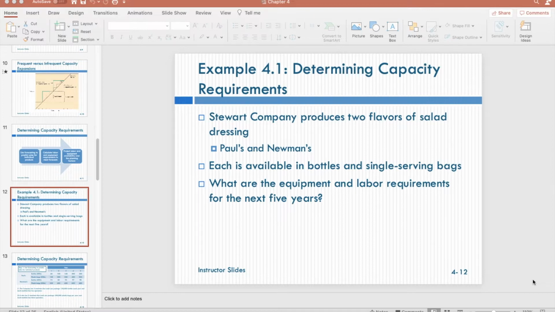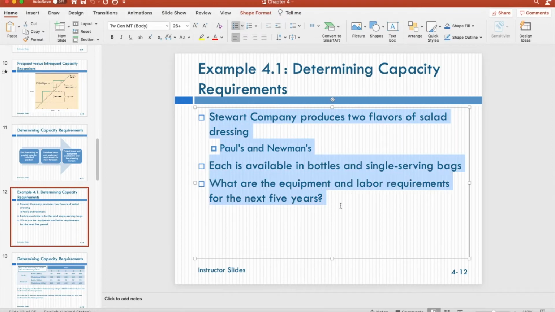Here I would like to use an example to help illustrate how we use some related quantitative methods in order to determine the capacity requirement. Let's first look at a simple context. Suppose that this steelwork company is producing two flavors of salad dressing. One is called Paul's and another one is called Newman's.